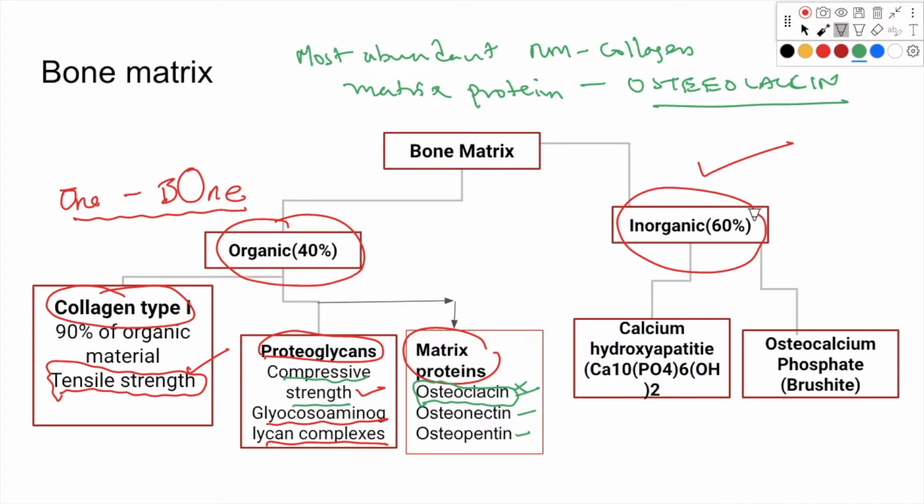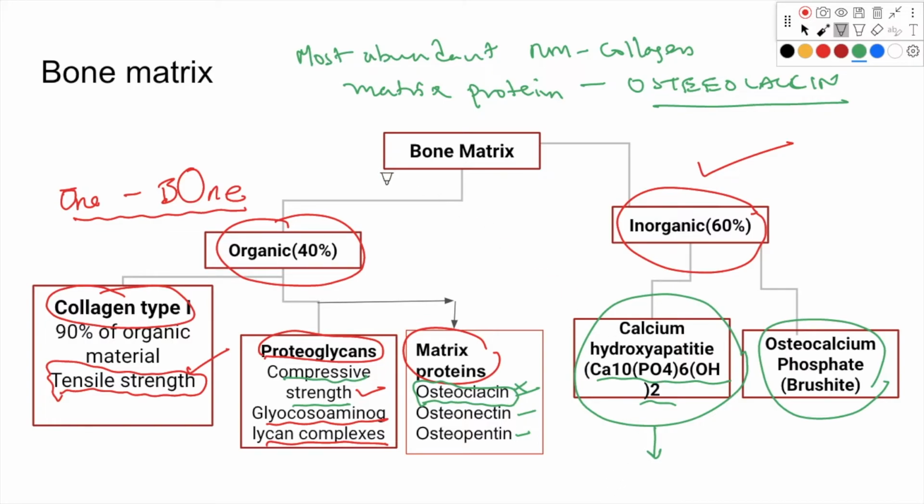So the inorganic materials, the rest 60% of it, the most important component of this 60% is calcium hydroxyapatite, Ca10(PO4)6(OH)2. This has to be remembered. Sometimes this formula is itself asked as a question. It has been asked previously. It can be asked in the future as well. So the most common inorganic component is calcium hydroxyapatite, Ca10(PO4)6(OH)2, and the other smaller portion of it is brushite. The inorganic portion gives compressive strength to the bone matrix.